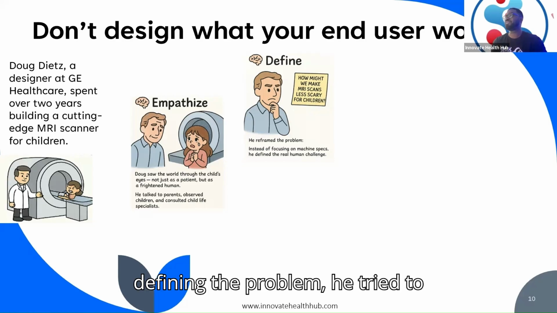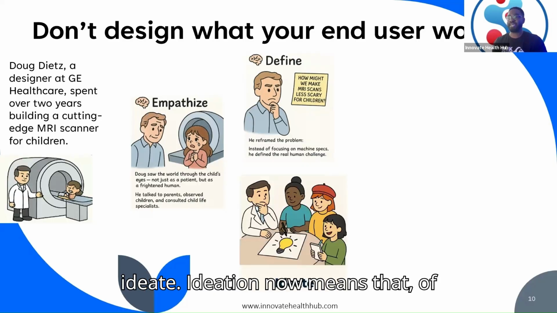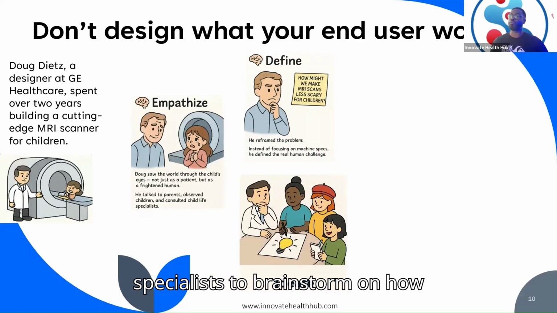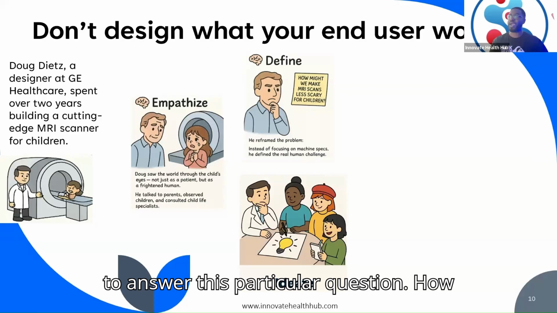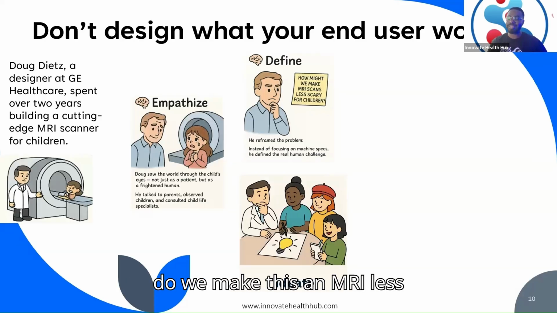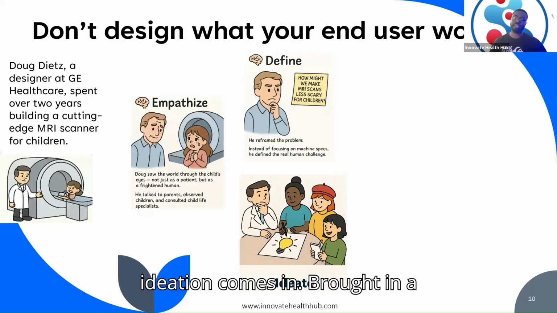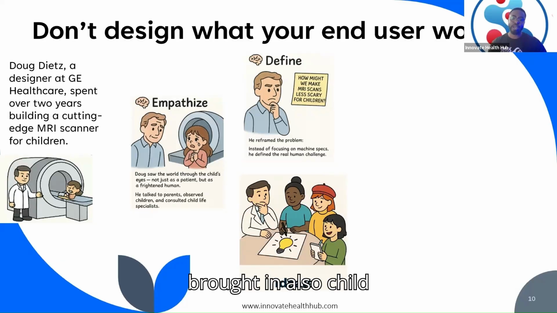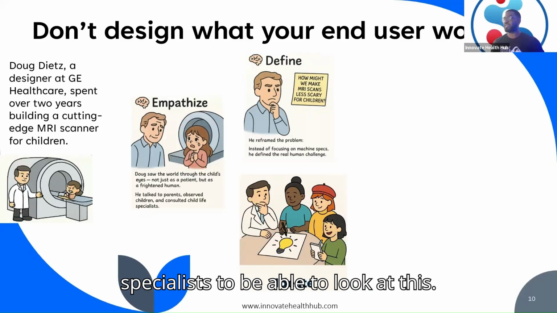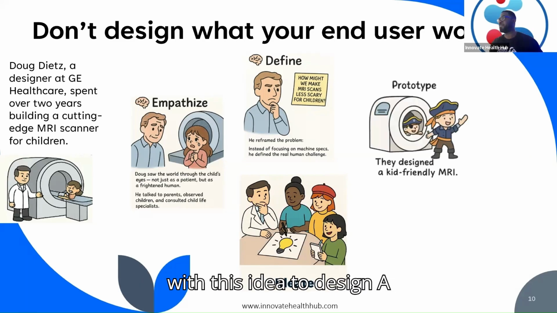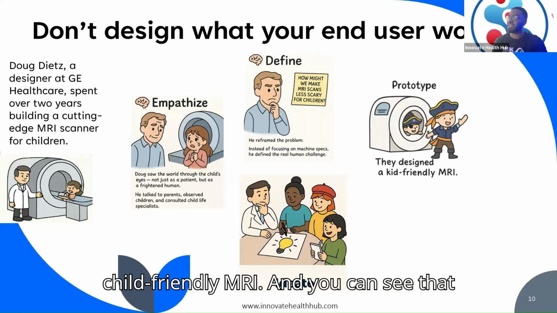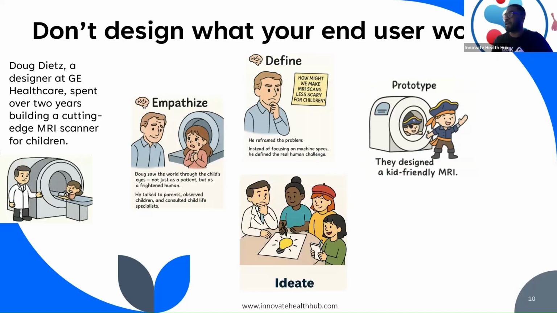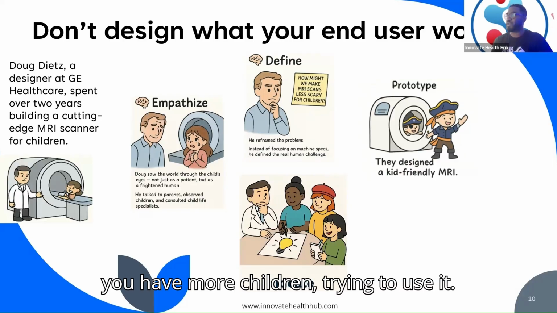Then after defining the problem, he tried to ideate. Ideation means sitting with different specialists to brainstorm on how to answer this particular question: how do we make MRIs less scary for children? That's where ideation comes in. He brought in a pediatrician, designers, and child specialists to look at this. And at the end of the day, they came up with the idea to design a child-friendly MRI. You can see that this MRI is quite child-friendly, right? If you have an MRI like this, I think you will have more children trying to use it.